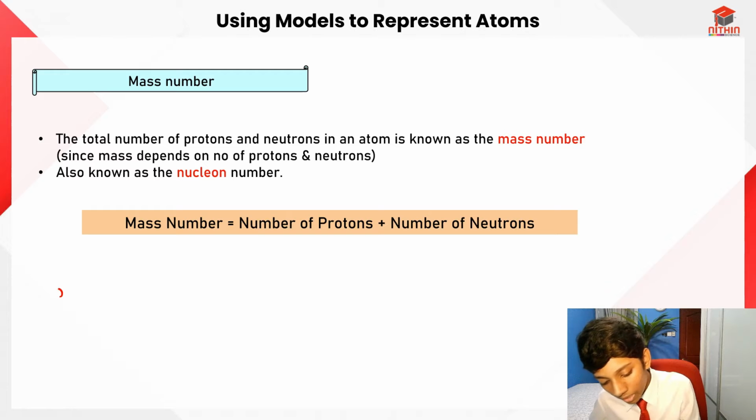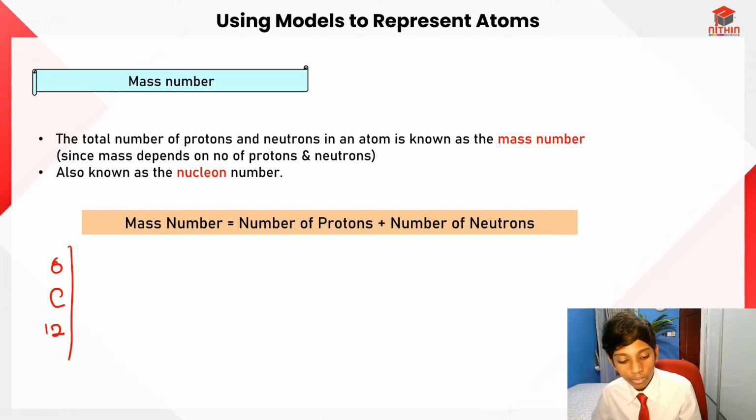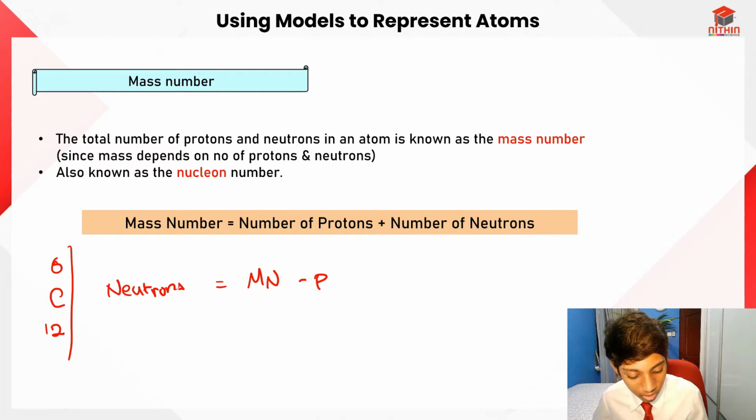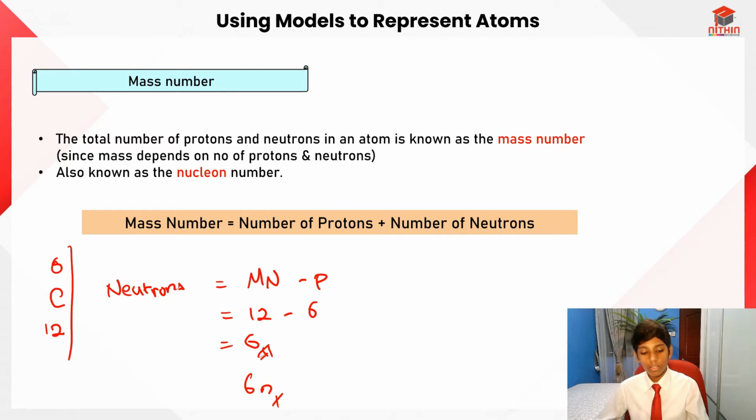So for example, a carbon atom has 6 protons and a mass of 12. So how do you find the number of neutrons? In order to find the number of neutrons, you basically take mass number minus protons, which gives us 12 minus 6, which gives us 6. So there are basically 6 neutrons. Okay, so this is how we need to calculate.